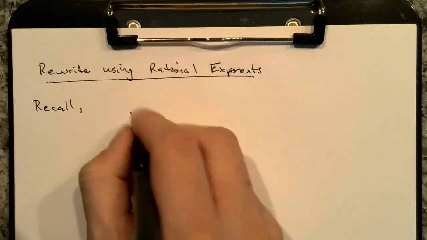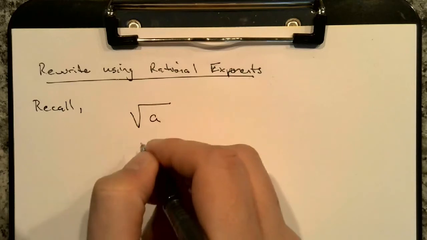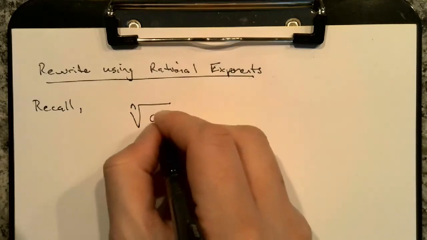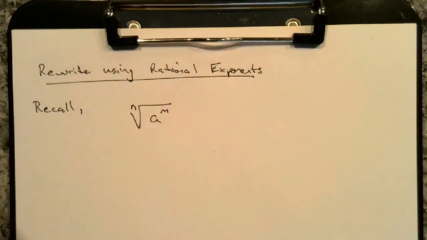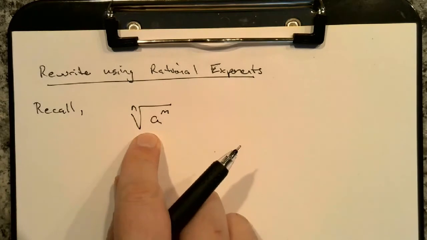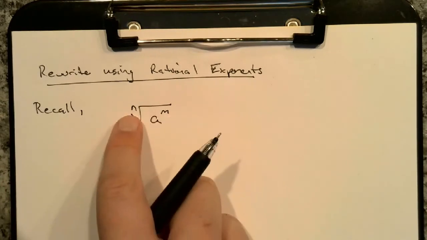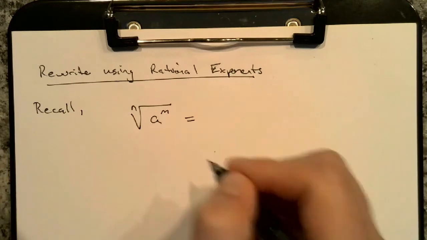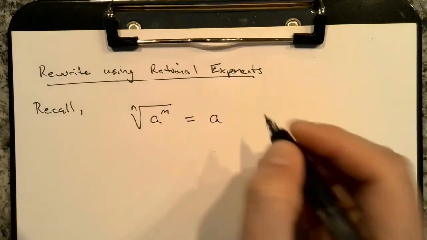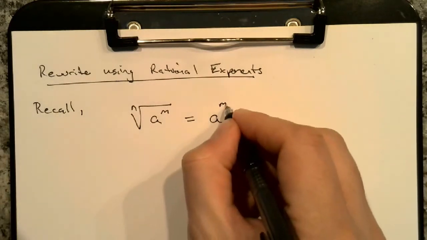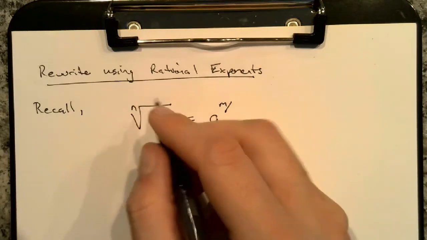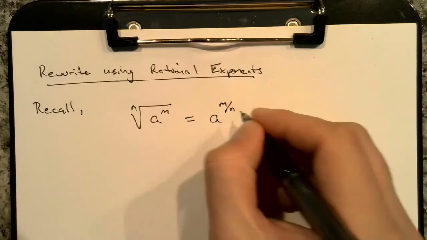that if I have some value a, and I'm taking the nth root of it, we call that n the index of the root, and I'm raising it to the m power, then a is the base, m is the power, and n is the index of the root. The way you can rewrite this is you keep the base a, the power of m goes in the numerator in the exponent, and the exponent is a fraction now with the denominator being the index of the root.